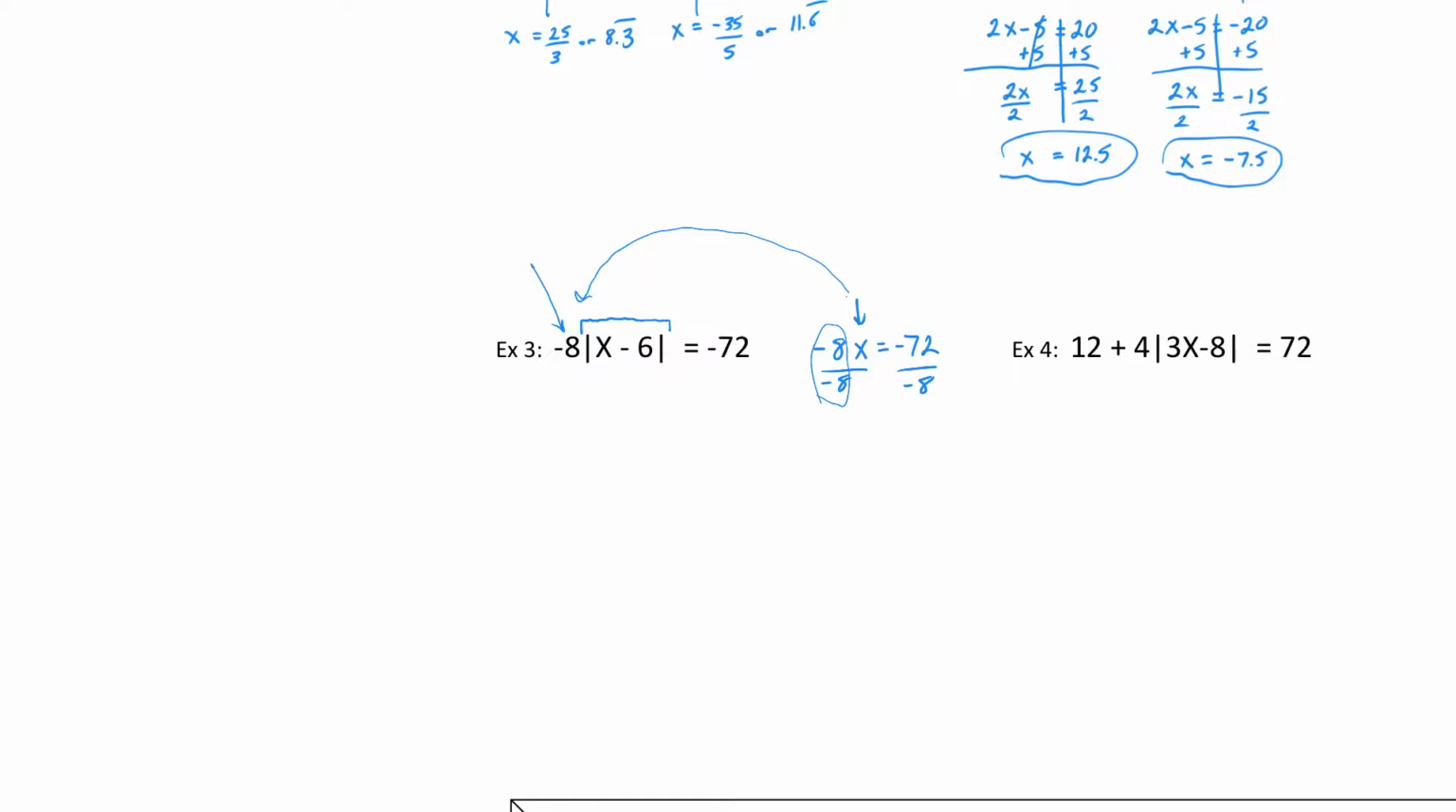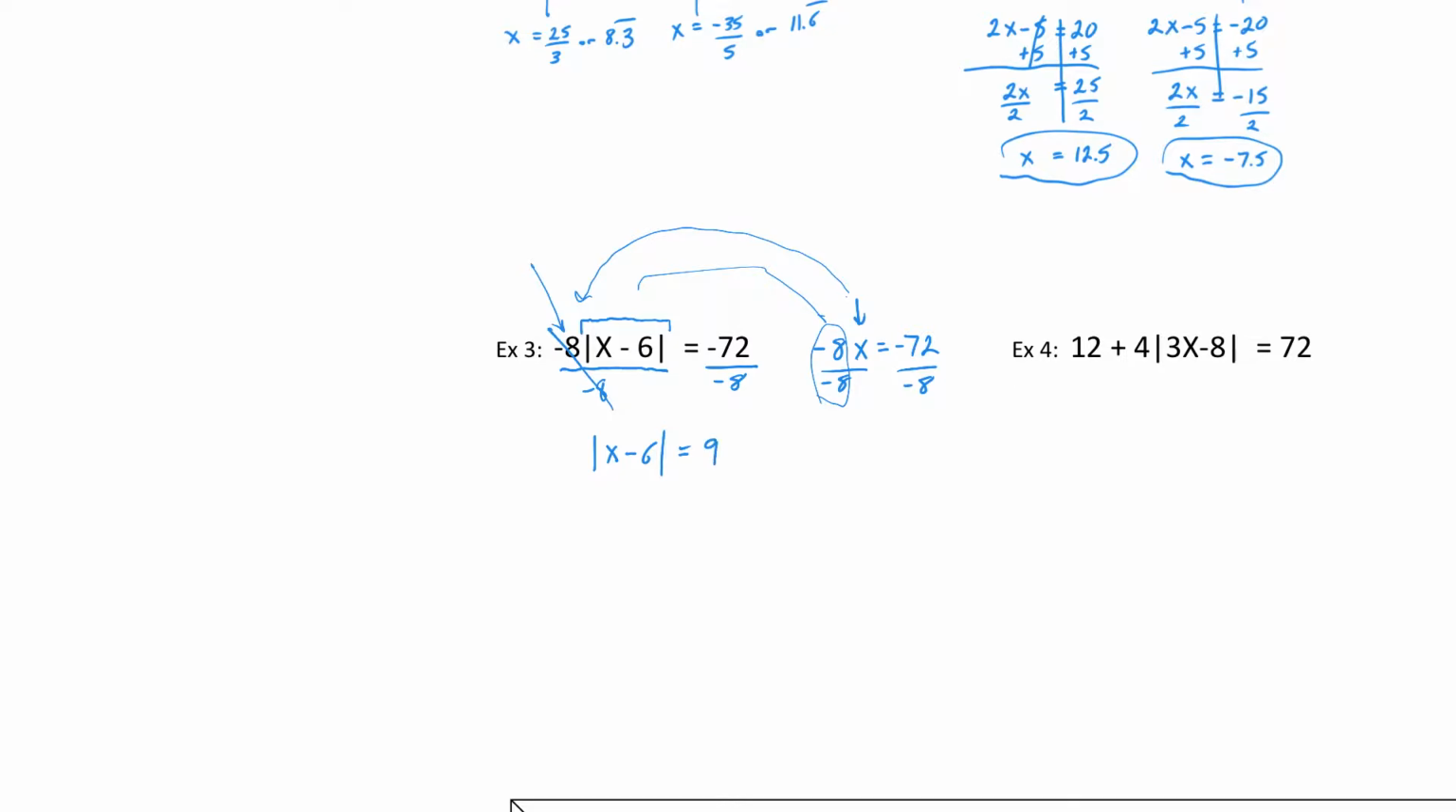So this is the same thing as saying negative 8 times this thing. And if you look back over here, negative 8 times this thing. The way to get rid of a times is to divide. Whatever you do to one side, you do to the other. They cancel out, and you're left with the absolute value of x minus 6. And in this case, we get 9.